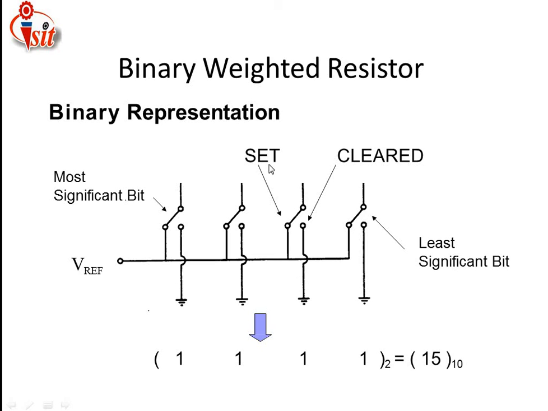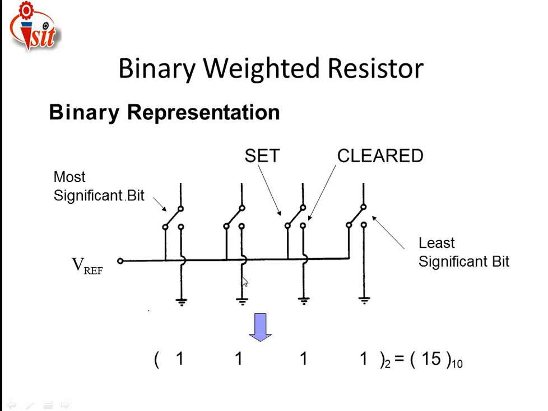If the switch is connected, that condition is called set. If the switch is off, we consider the circuit to be clear. That means the output in the cleared situation is 0, and the output in the closed condition is set. Then what is the input given to this circuit? We convert that input into the decimal number system. Here, the circuit is closed here, here, here and here.